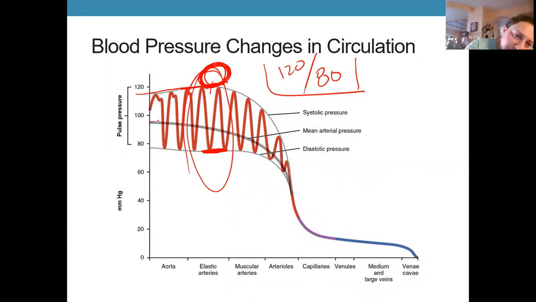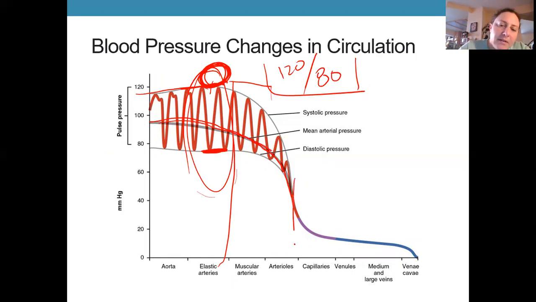Now you can see that this is showing you the mean pressure as well, and that once we get past these elastic arteries, we see a drop in the blood pressure. And again, this makes sense because we have to move the blood down its pressure gradient. So the pressure has to steadily drop in order for blood to continue to flow through.